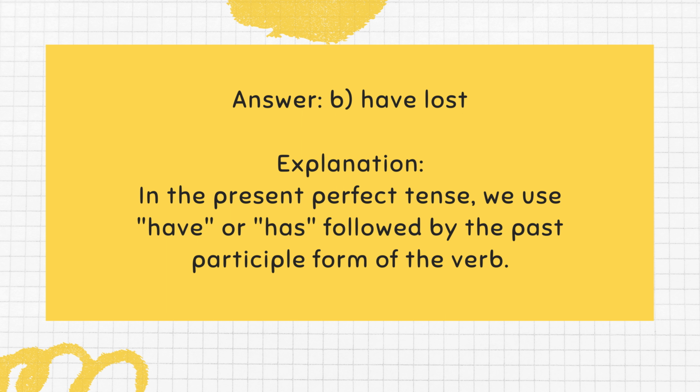Explanation: in the present perfect tense, we use have, or has, followed by the past participle form of the verb.